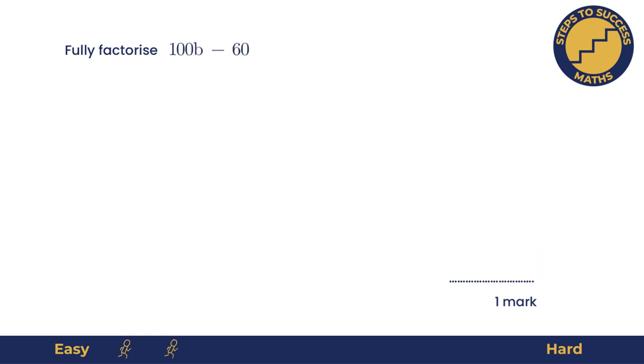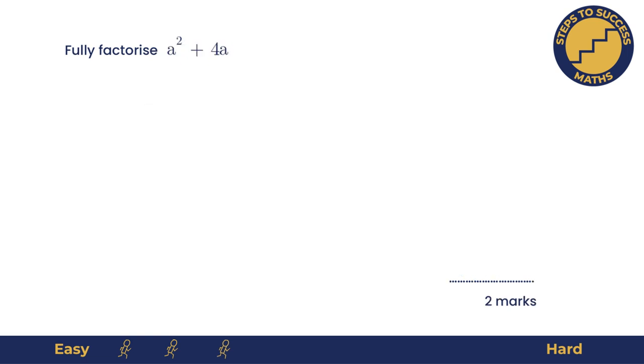Fully factorise 100b take away 60. Okay, so again, what's the biggest number that will go into 100 and 60? Bigger than 10, so it's going to be 20. So 20 on the outside, and then 20 times 5 makes 100, and we want a b. Subtract, because there's a negative sign there. 20 times 3 makes 60. When you've done this bit, it's a good idea, just look inside the bracket and see if anything goes into those two numbers, because if it does, you haven't fully factorised.